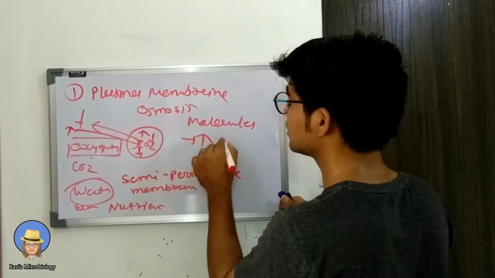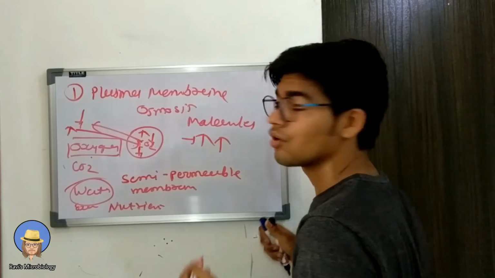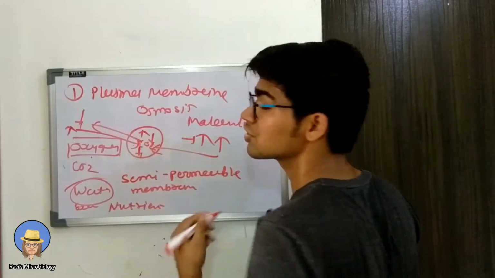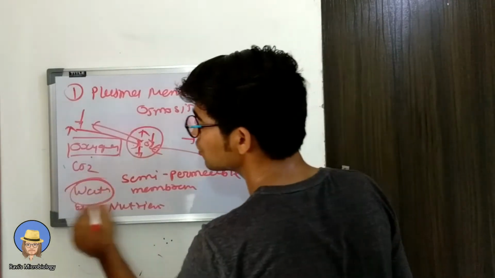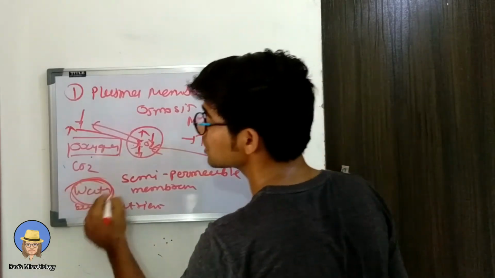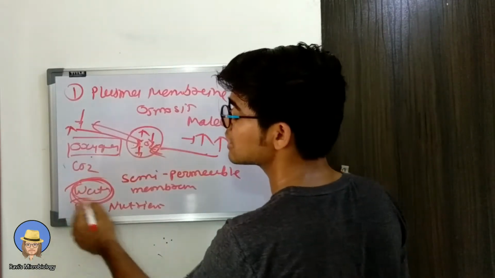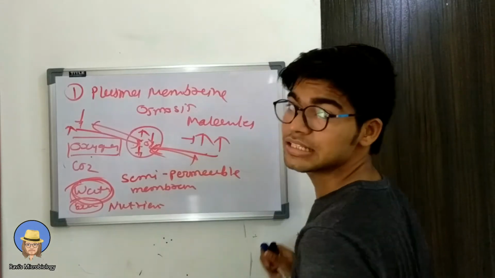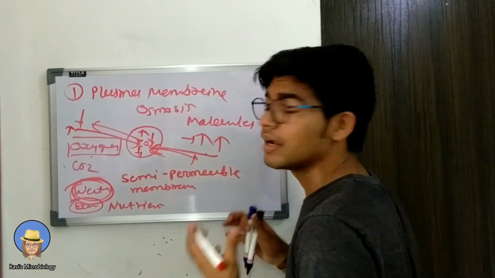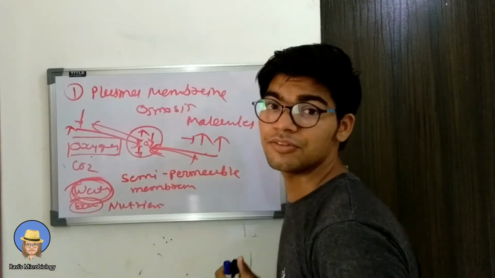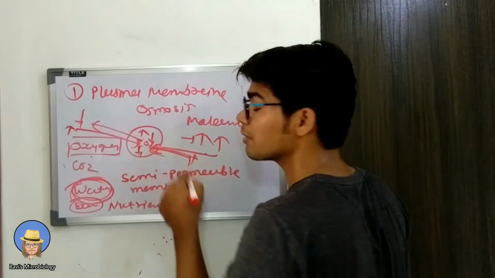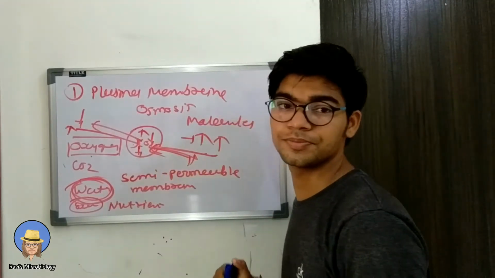When a high concentration of molecules goes to a low concentration through a gradient or through osmosis, water goes inside the cell, and excretory products go outside the cell. That's why it is called a flexible and semi-permeable membrane, which permits some molecules to come in and some molecules to go out.